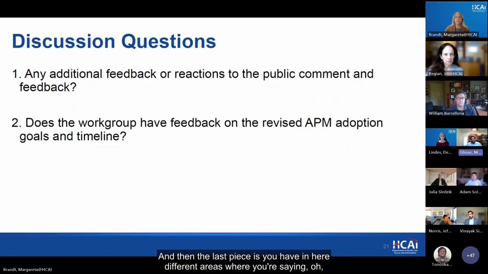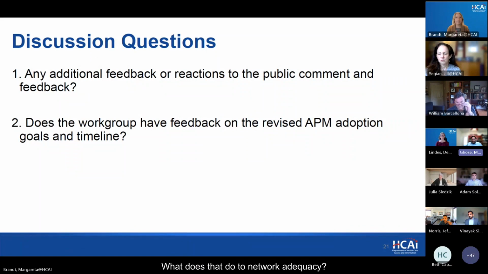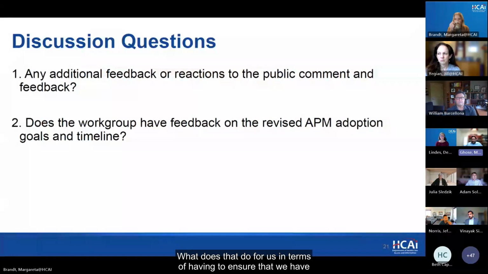And then the last piece is, you have in here different areas where you're saying payers could do this in contracting. And I'd like there to be a recognition at the outset of this conversation: what if the provider says no? Do we drop them from our network? What does that do to access? What does that do to network adequacy? What does that do for us in terms of having to ensure that we have viable access points and networks at the DMHC or other agencies, including DHCS?